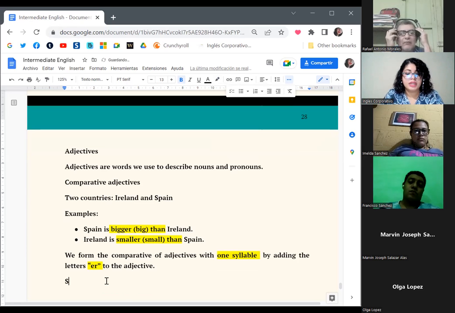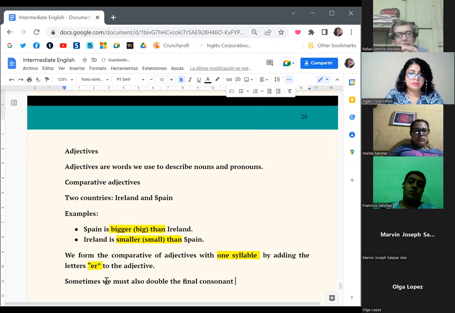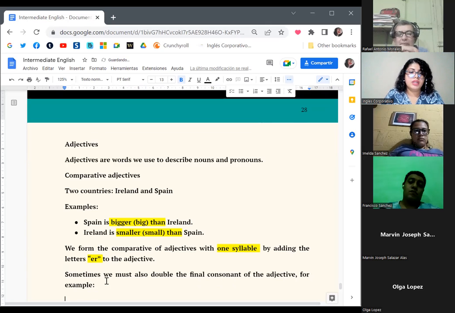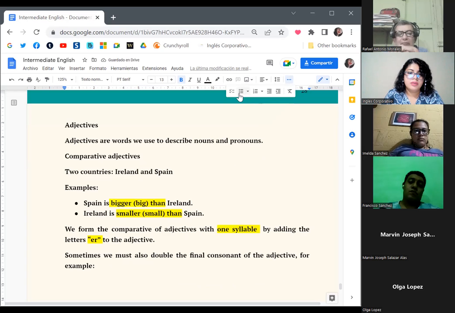So it says sometimes we must also double the final consonant of the adjective. And we have some examples. For example, one that we have seen in the exercise, big. We are going to double the last consonant and it changes to bigger, with two G's at the end.